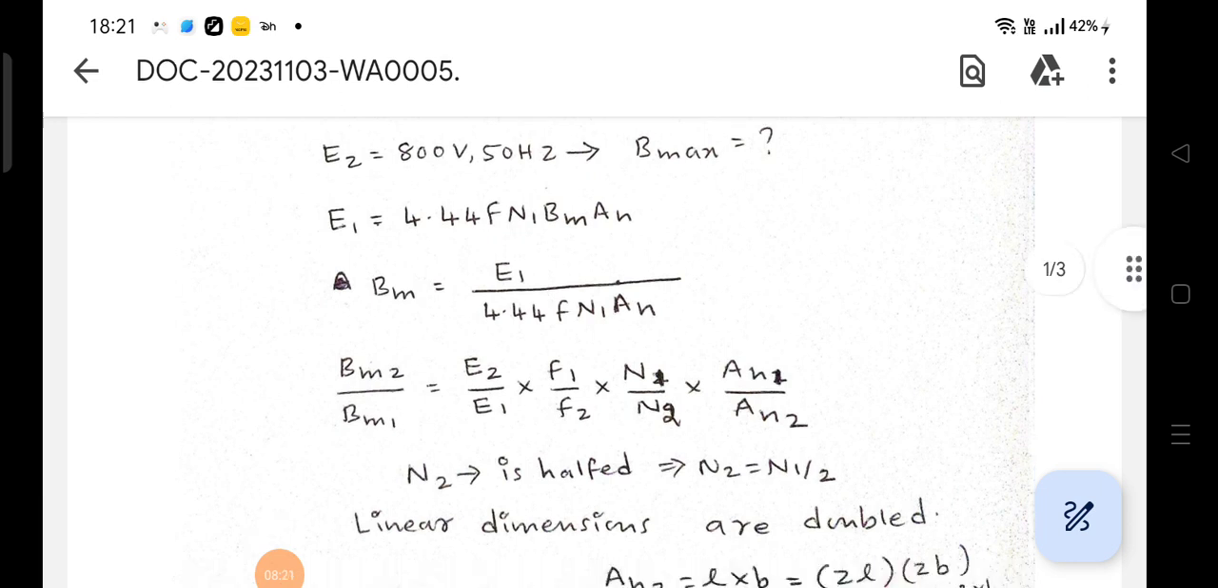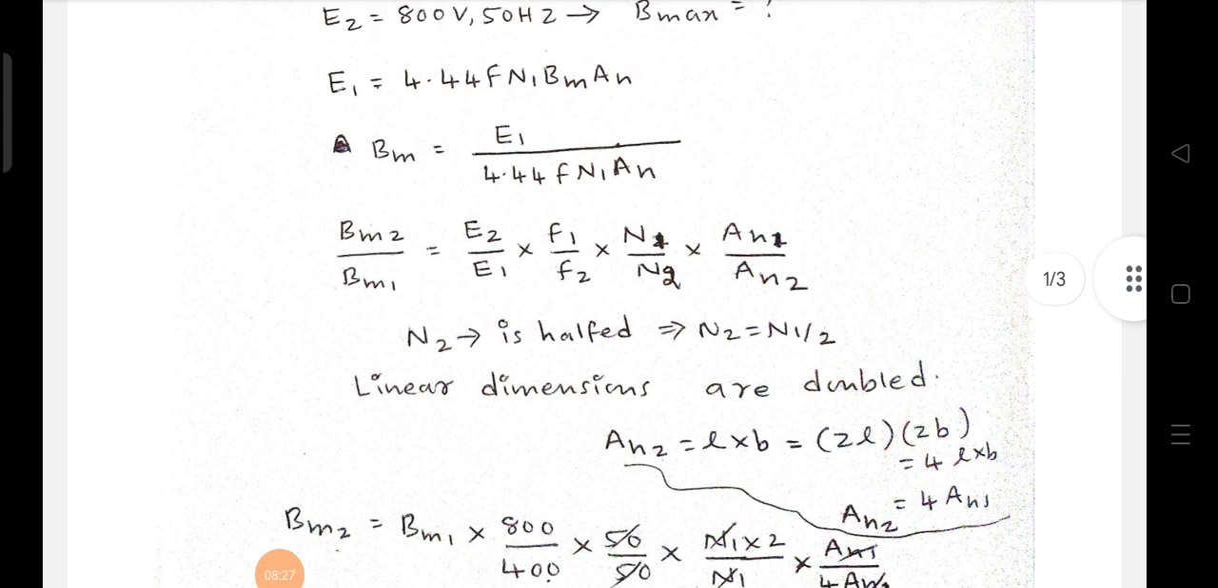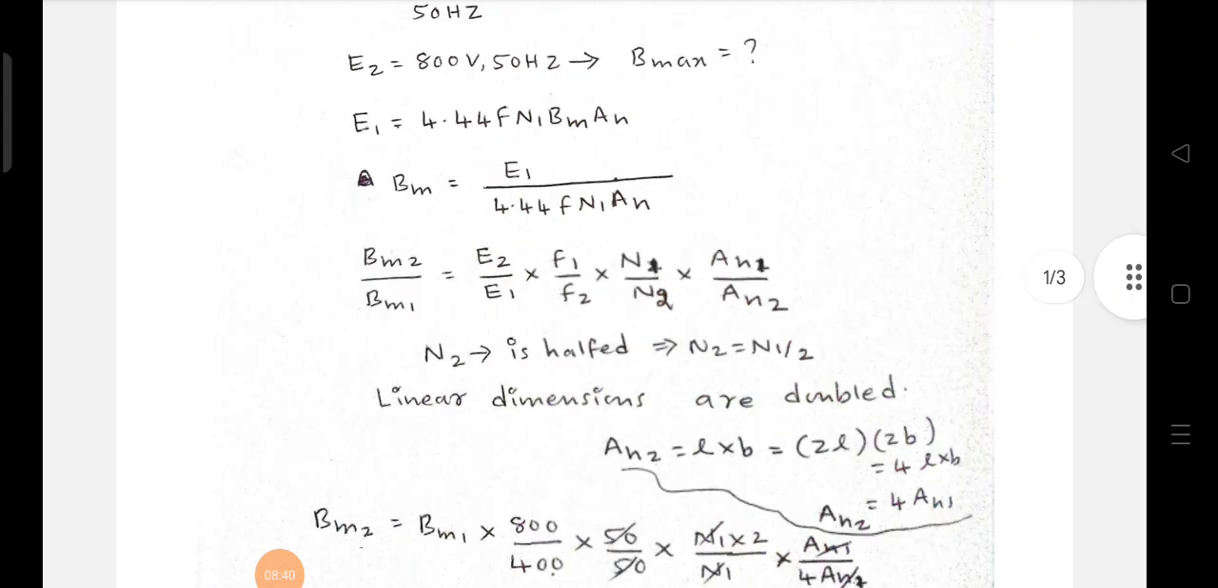Next, what is given? Linear dimensions are doubled. Length into breadth, that is the new cross-sectional area, is equal to length doubled, that is 2L, breadth doubled, that is 2B. That means 4 into length into breadth. Already we know that length into breadth is nothing but An1. That means An2 is equal to 4 times An1.